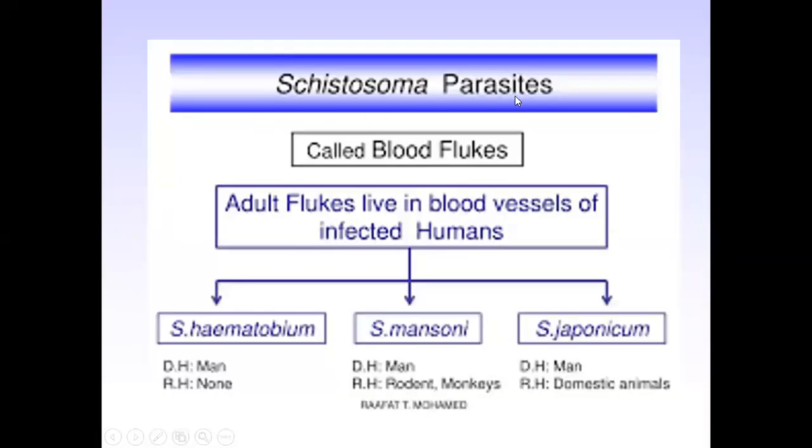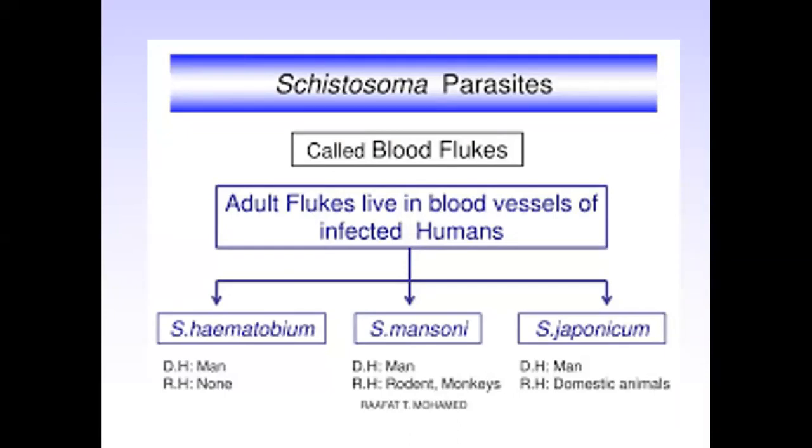So Schistosoma parasites are called blood flukes. The adult flukes, or the adult parasites, live in the blood vessels of infected humans. Three main species: number one is Haematobium, number two is Mansoni, and number three is the Japonicum.